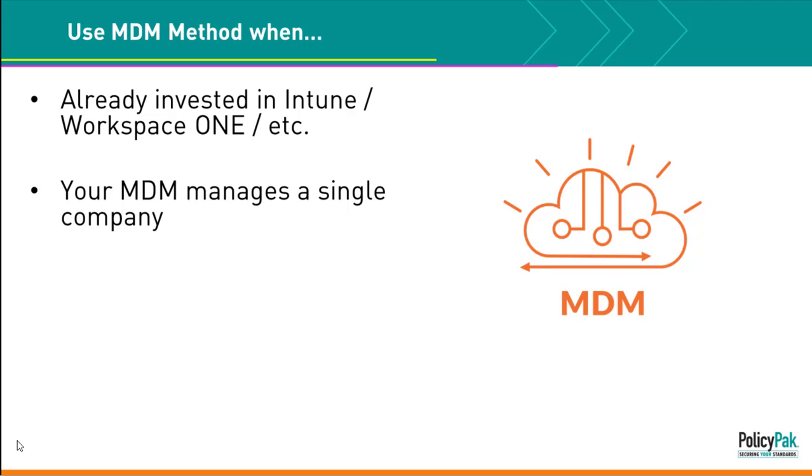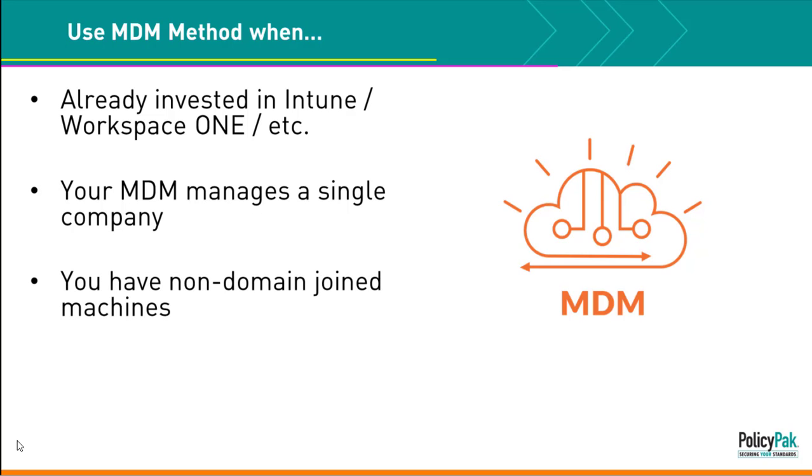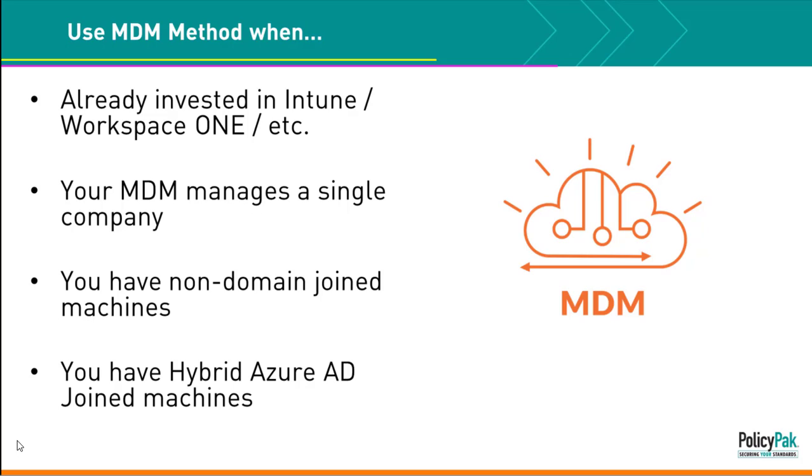I just want to point out the converse is not true. In other words, if you use MDM to manage 23 companies, you probably wouldn't want to use the MDM method. You'd probably want to use the cloud method. If you've got non-domain joined machines, this is a fantastic way to go as well. You can use the MDM method as well. And once again, if you have hybrid Azure AD join machines, you can either use GPOs or MDM to get the job done. So either one of those methods is fine.